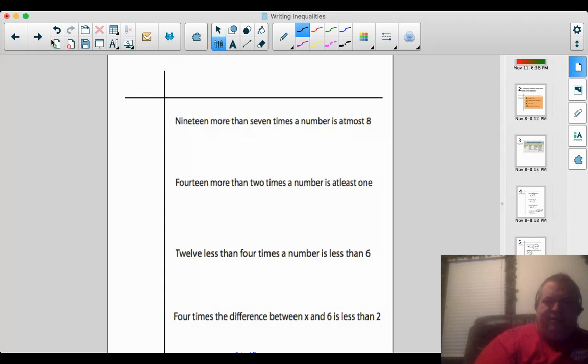All right, let's try some challenging ones. Just like we had before, we started with the easier ones. Let's see if we can do some trickier ones. With these, again, they may look intimidating, but we're just going to go word for word. I think it'll come together a little easier than it looks.